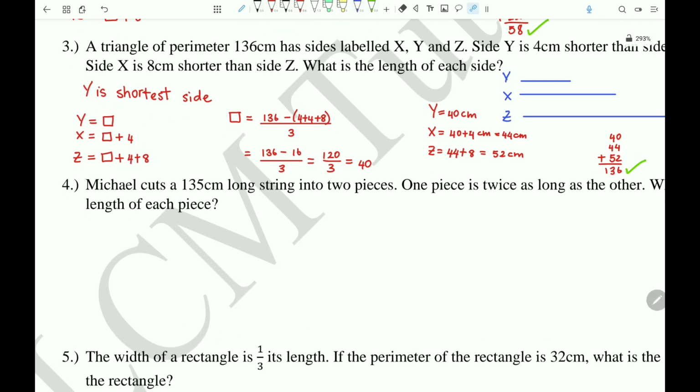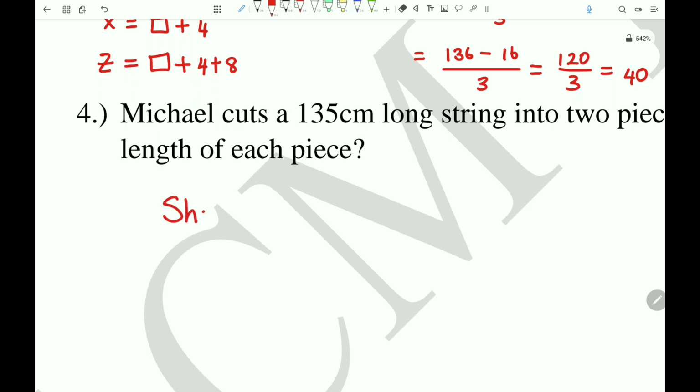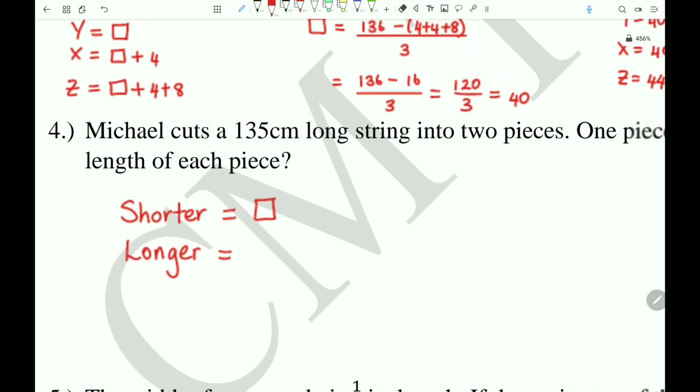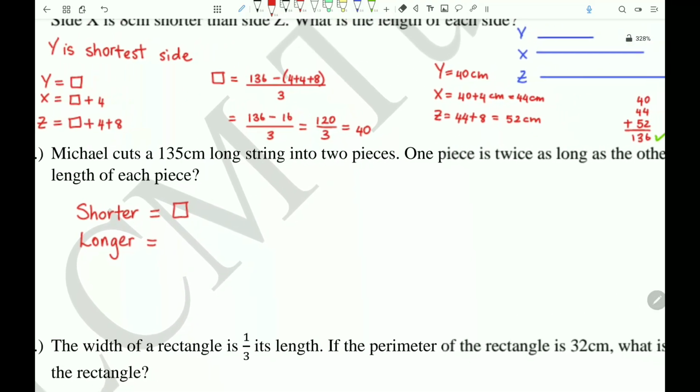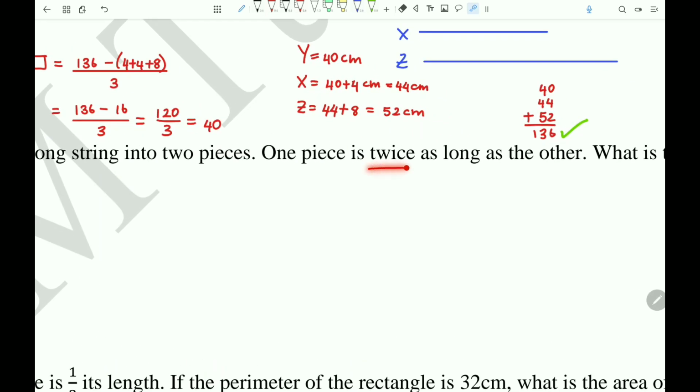Okay, so this question says one piece is twice as long as the other, and it did not give us specific names for the pieces, so I'm just going to call them the shorter piece and the longer piece. So we call them shorter and longer, and of course the shorter piece, we'll put that equal to box. And now let's try to figure out the length of the longer piece. So the question tells us that one piece is twice as long as the other.